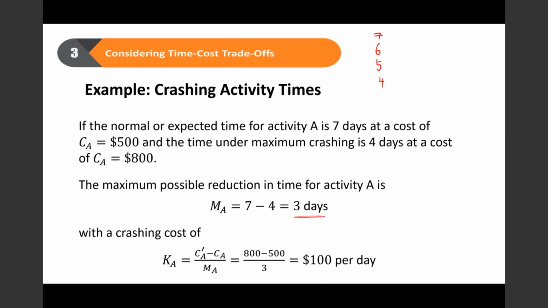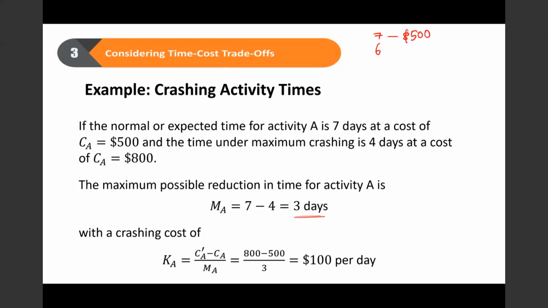So we want to find out how much is the cost of crashing per day. We take 800 minus 500 divided by 3 days. So that is $100 a day. That means under normal activity time, this costs me $500. Remember, I can crash it for 3 days.